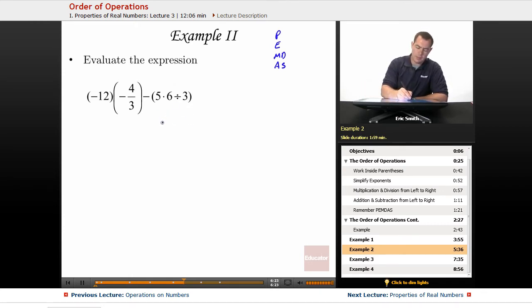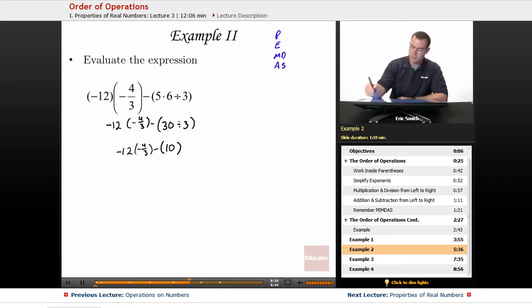So 5 times 6 is a 30. Now I'll do the 30 divided by 3 and get 10. Okay, so we've taken care of that grouping. I'm just going to copy down some of these other things, and then we'll continue on. Okay, so our grouping is done.